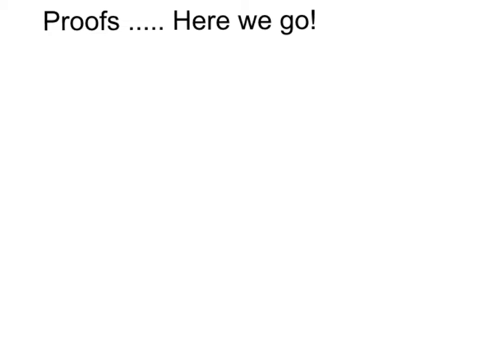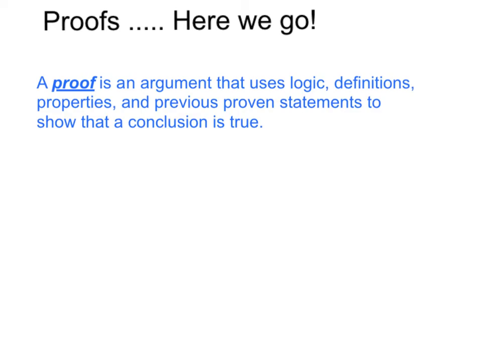Now there are two types of proofs, algebraic and geometric. We're going to go over both of them, but I first want you to write down the definition of a proof. A proof is an argument that uses logic, definitions, properties, and previous proven statements to show that a conclusion is true.